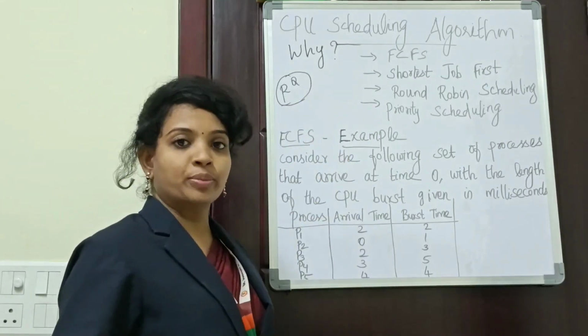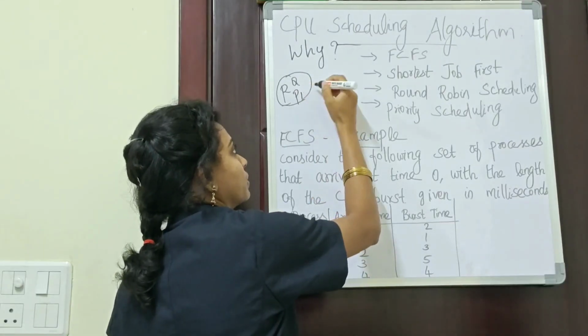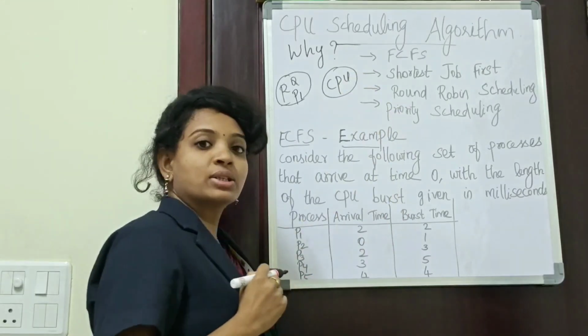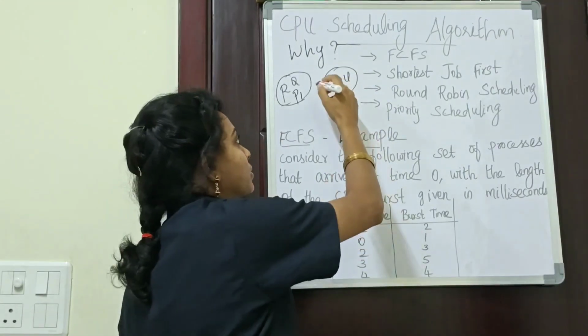In a ready queue, imagine that we have only one process, and this is the CPU. If there is only one process in the ready queue, that single process will be executed in the CPU.